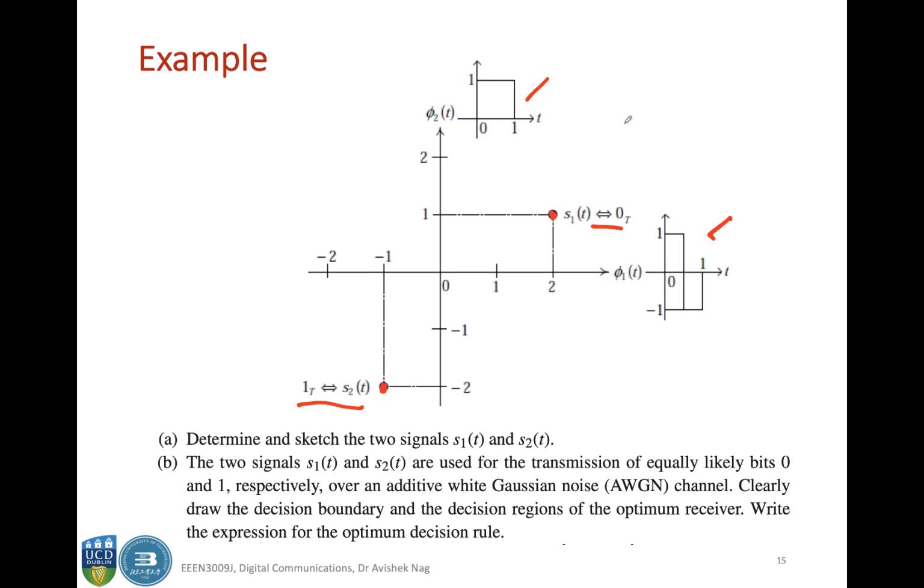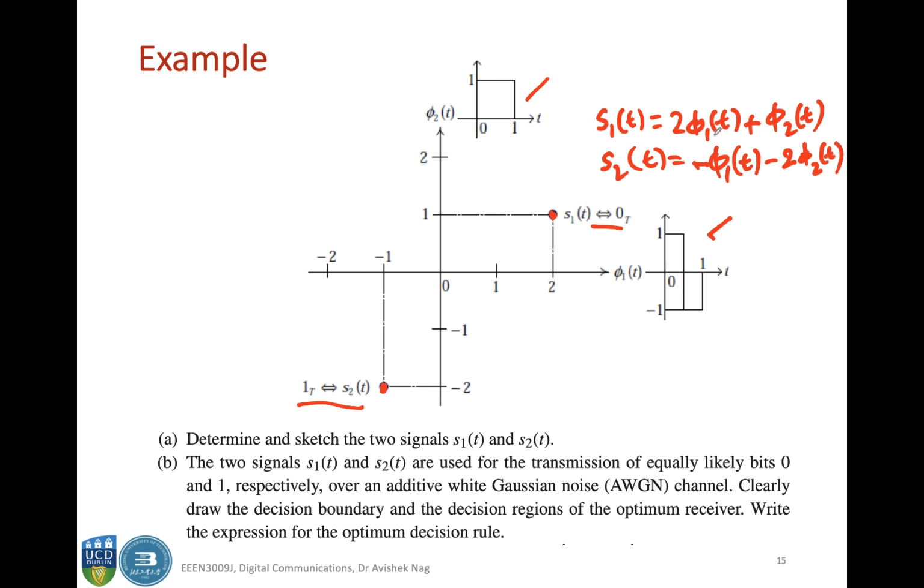So you can just write down S1(t) by looking at this diagram, which is 2 times phi 1(t) plus 1 times phi 2(t), and your S2(t) will be minus phi 1(t) minus twice phi 2(t).